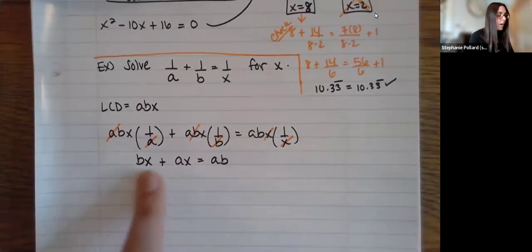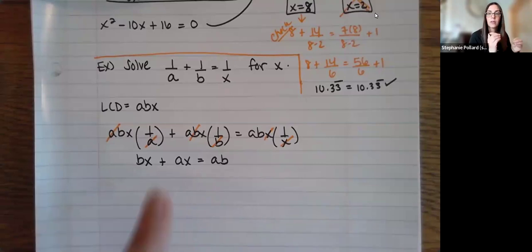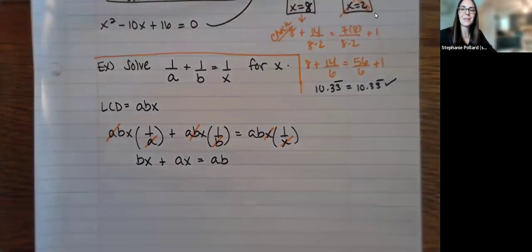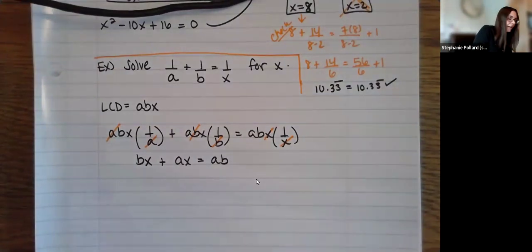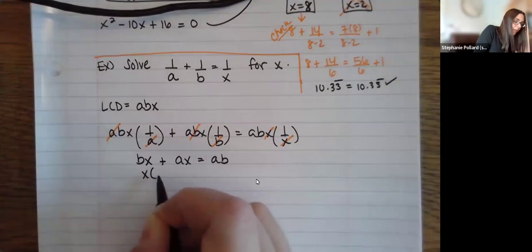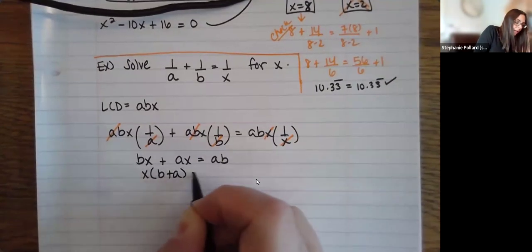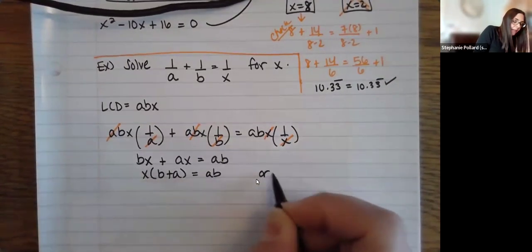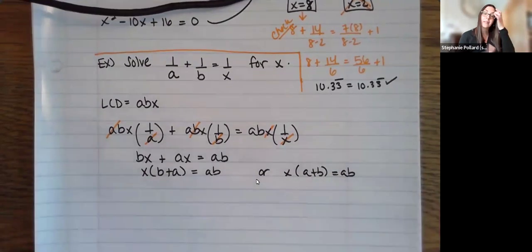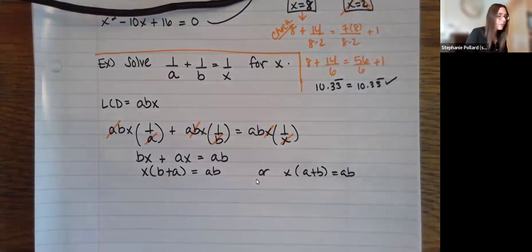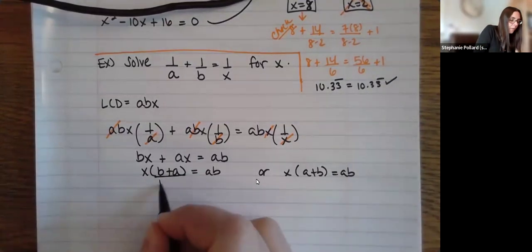Now, if I have something more complicated like this, what I'm going to do instead is go ahead and factor that x out. So if I factor the x out, I'm left with a b plus a. Notice you could also have it like this, a plus b. It doesn't actually matter because addition is commutative. And then I'm able to divide by that on both sides.